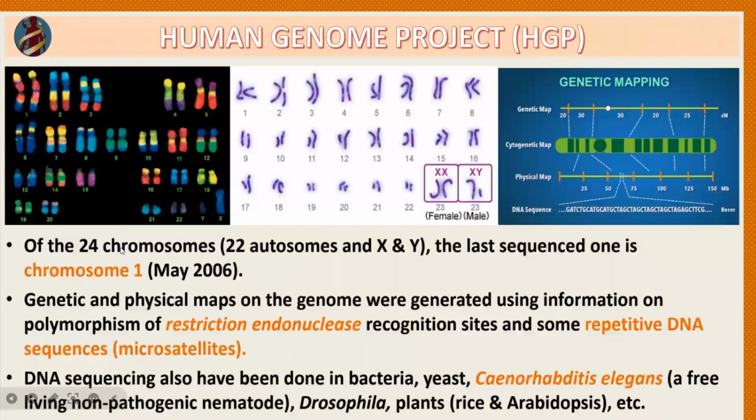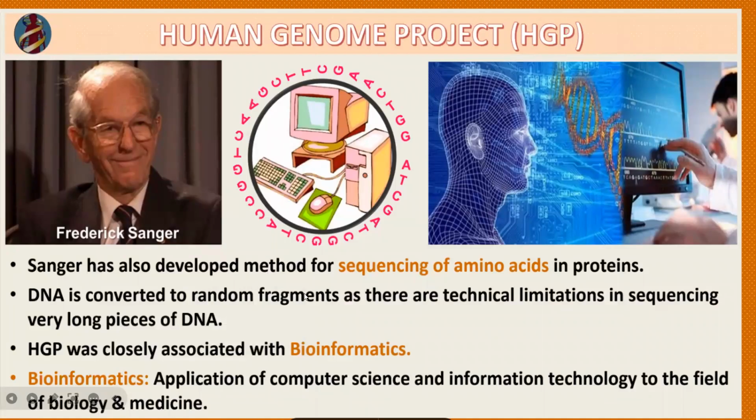Frederick Sanger had developed a method for sequencing amino acids in protein. So how can you sequence amino acids in protein? From where do you get amino acids? You remember the central dogma? From DNA you get RNA. From RNA you get protein. What is protein made up of?